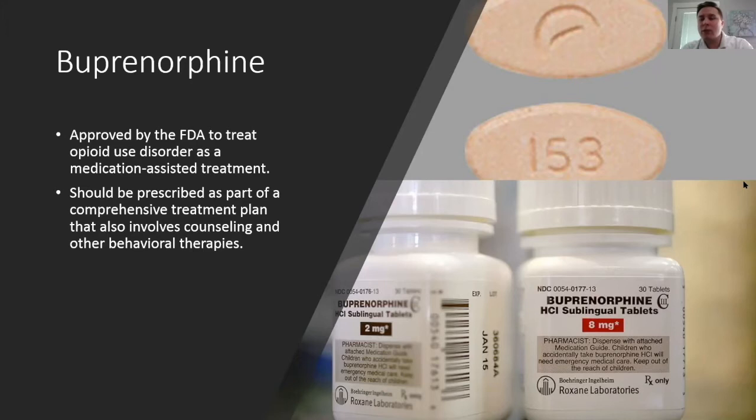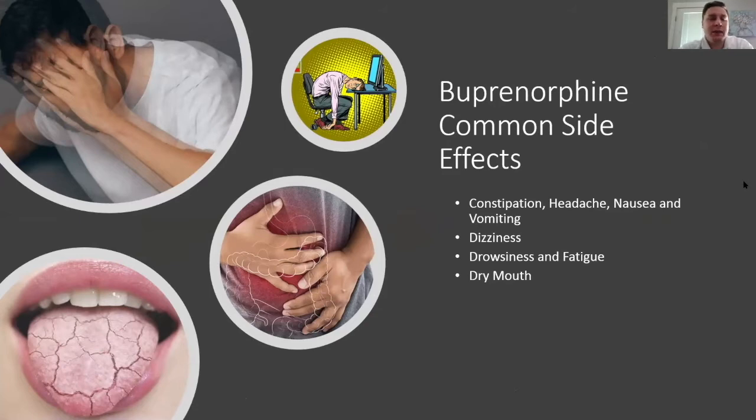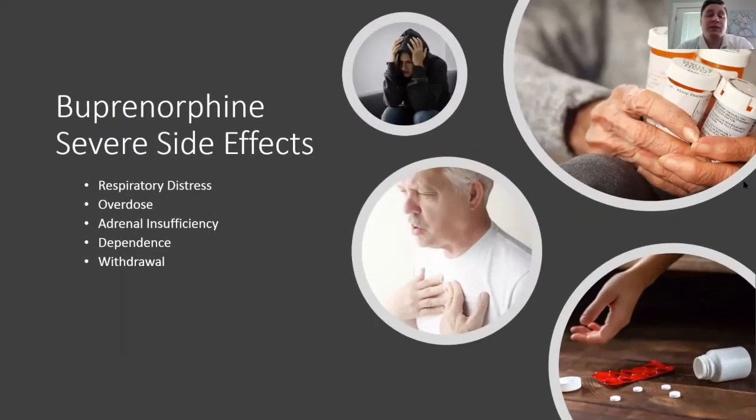It is a sublingual, so you put it underneath your tongue and let it dissolve there. Some of the common side effects include constipation, headache, nausea, vomiting, some dizziness, drowsiness, and fatigue. You could have some dry mouth with this medication. Severe side effects of buprenorphine: it can cause respiratory distress, overdose, adrenal insufficiency, dependence, and also withdrawal. Let your doctor know about any of these severe side effects that you may be having.